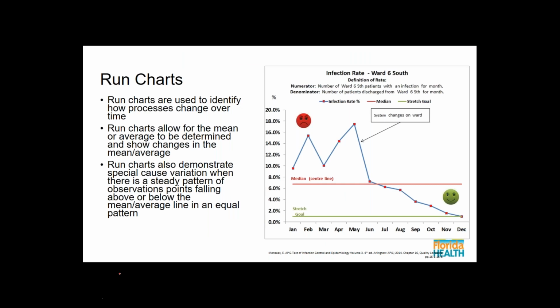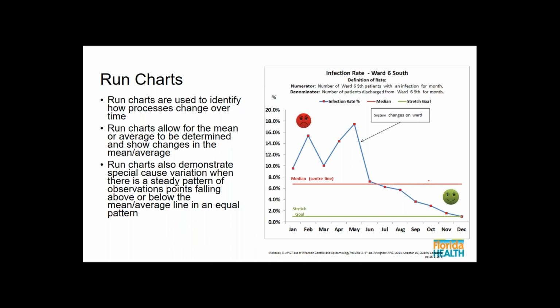Now, run charts. Run charts are used to identify how processes change over time. And they allow for the mean or average to be determined and show the changes in the mean and average, right? Run charts also demonstrate special cause variation, when there is a steady pattern of observation points falling above or below the mean average line in an equal pattern, right?